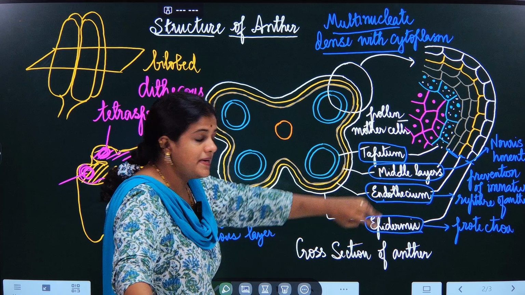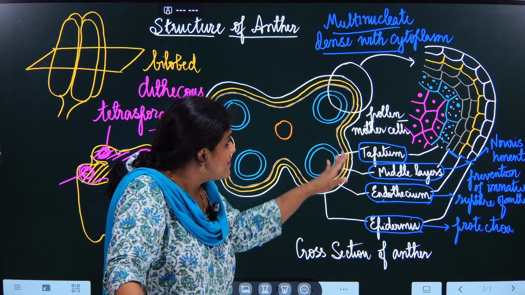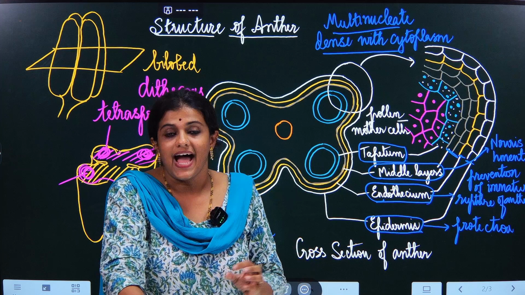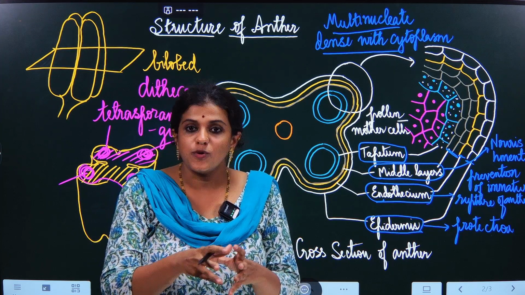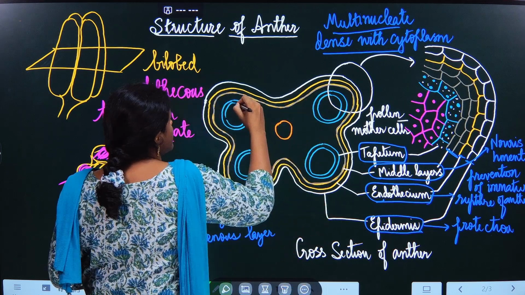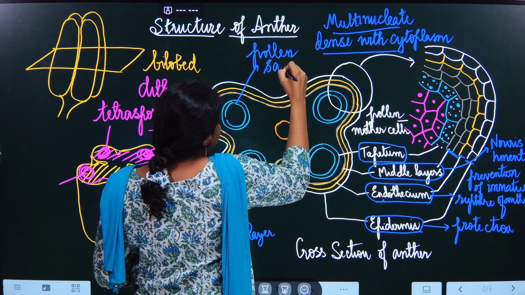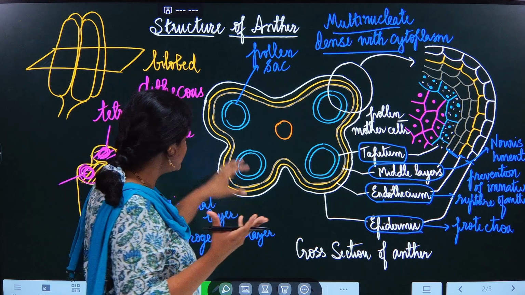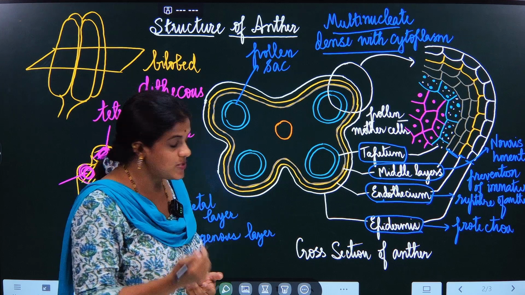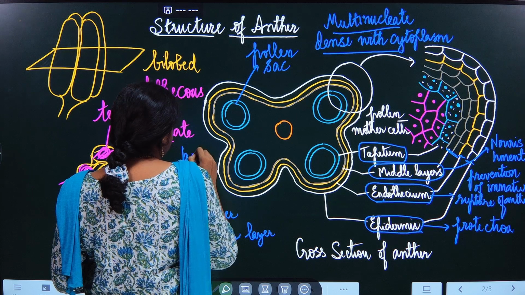Here both tapetum and middle layers are meant for nourishment only, because in the course of time the middle layers are going to degenerate, since microspores will grow in size and the anther also will have to grow in size. I forgot to mention the word for these: they are called pollen sacs. A sac is a pouch-like structure. So there are 4 pollen sacs, and here pollen grains are going to develop.